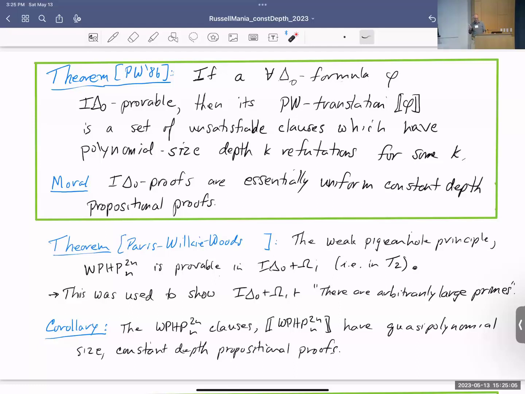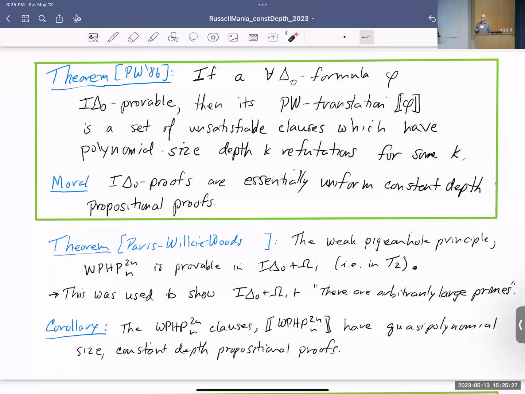And Ω1 is the axiom that gives you polynomial growth rates, as the totality of the function x to the log x. It lets you get any polynomial growth rate function. So unlike IΔ0, which corresponded to the linear time hierarchy, IΔ0 + Ω1 would correspond to the polynomial time hierarchy.